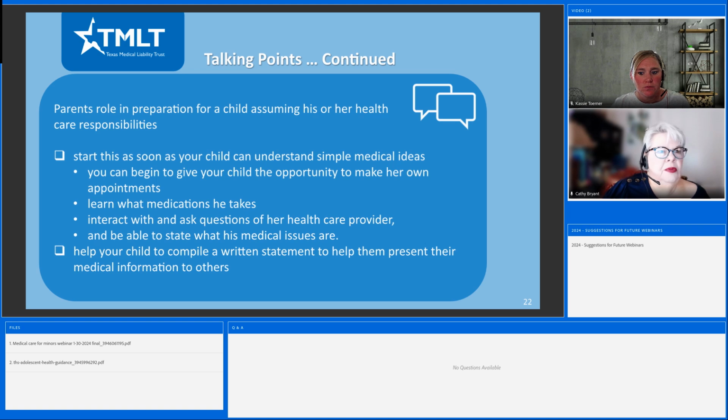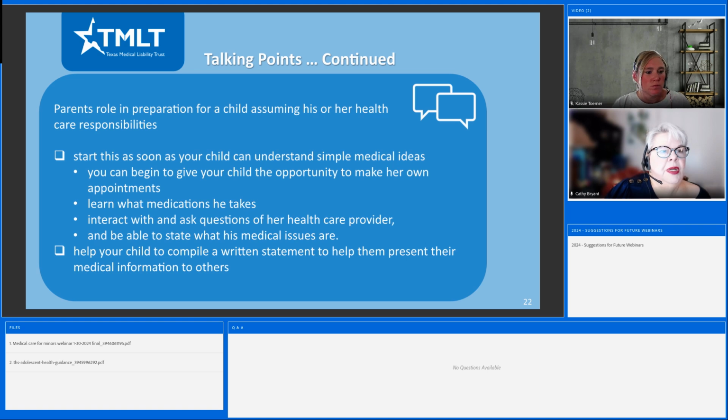A couple of things were already mentioned, but as soon as the child is old enough and responsible enough that they need to start understanding their medical issues, you can begin to give your child an opportunity to make their own appointments. They need to learn about their medications. They can interact with and ask questions of their healthcare provider. And they should be able to talk about what their medical issues are.